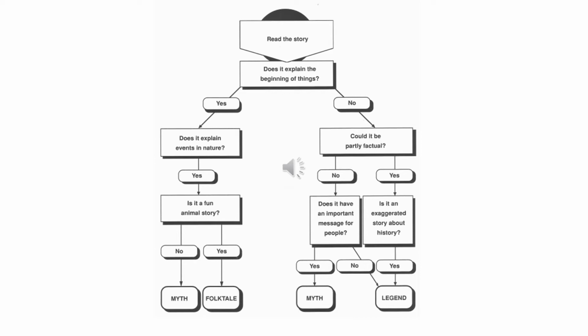On the other side of the chart, going back up to the top, does it explain the beginning of things? If the answer is no, could it be partly true? We have many legends about Johnny Appleseed. He was an actual person. So if yes, then we know that this person may have lived and it's a legend rather than a myth. If the answer is no, we ask ourselves, does it have an important message for people? And if the answer is still no, then it's probably a legend. But if the answer is yes, then it is a myth.